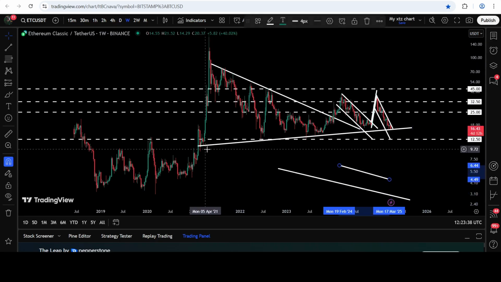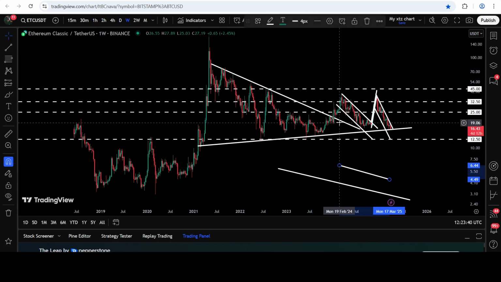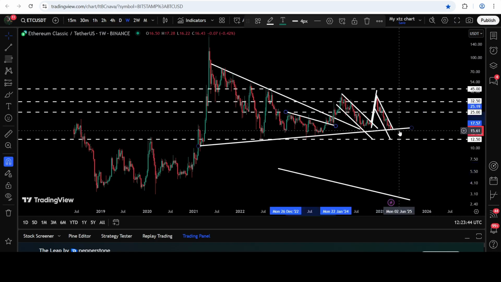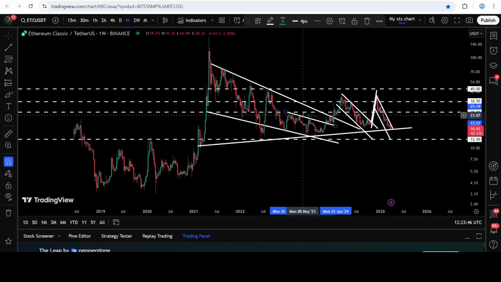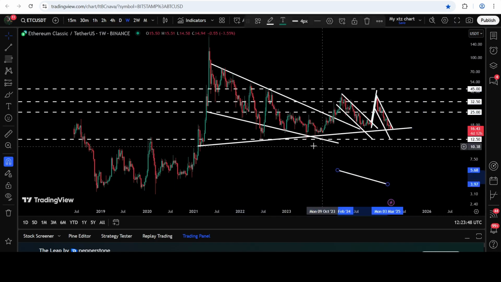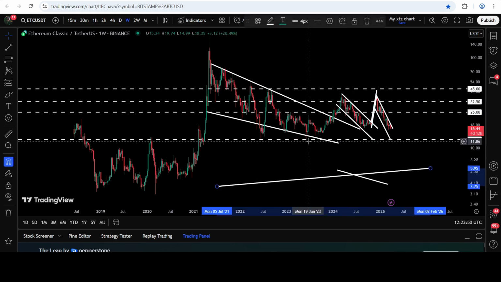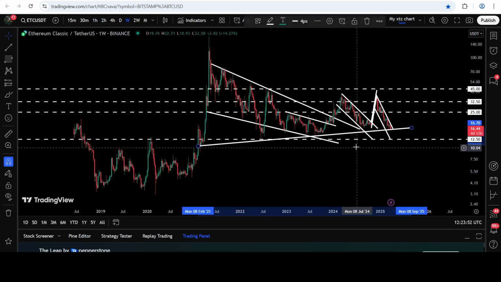it is also working as a support of this triangle. This was the resistance and this was the support, and we broke out the triangle. We had a short pump, but the price then dropped down here again at the support of the triangle. At the same time, the price also broke out this falling wedge pattern as well. This was the falling wedge pattern that we broke out. In today's video, we will once again analyze this move.